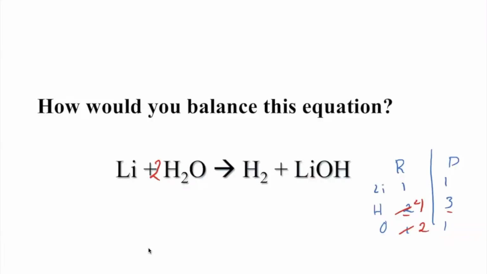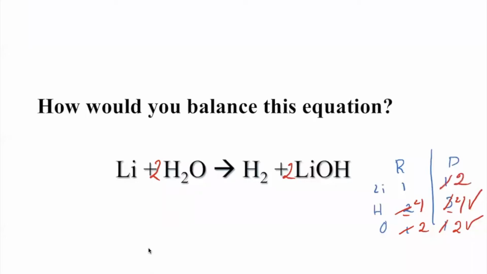Now I'm going to add a 2 here in front of lithium hydroxide. So I have 2 plus 2, I have 4 hydrogens. So my hydrogens are going to be balanced. By adding the 2 in front of lithium hydroxide, I also change the amount of oxygens. So now I have 2 oxygens, which is okay because now it's balanced. And I also changed my amount of lithiums. So in that case, I ended up with 2 lithiums.